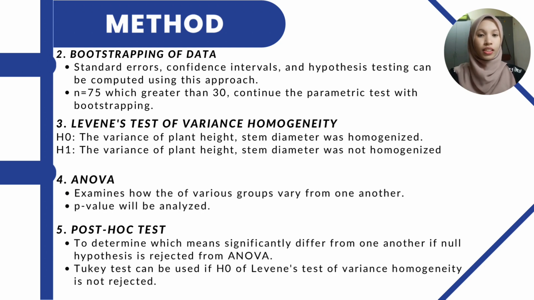Next, we run a statistical test called Analysis of Variance, or ANOVA, which examines how the various groups vary from one another, and the p-value will be analyzed. Lastly, it is necessary to conduct a post hoc test to determine which means significantly differ from one another if the null hypothesis of the ANOVA test is rejected. A Tukey test can be used as a post hoc test if the null hypothesis of Levene's test of variance homogeneity is not rejected.